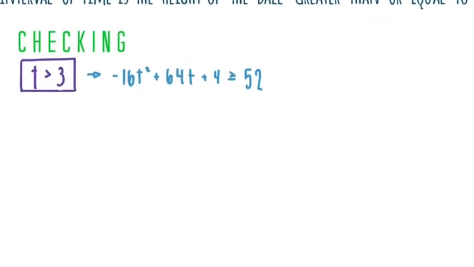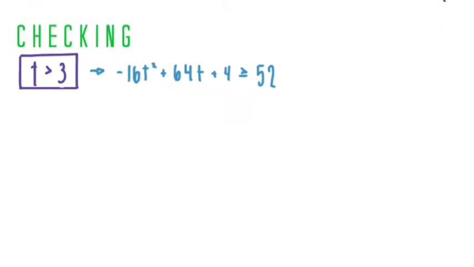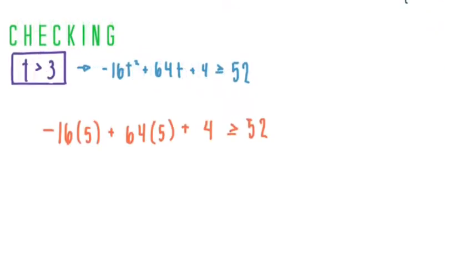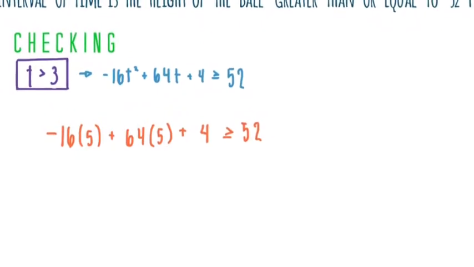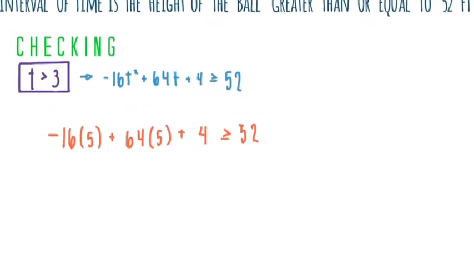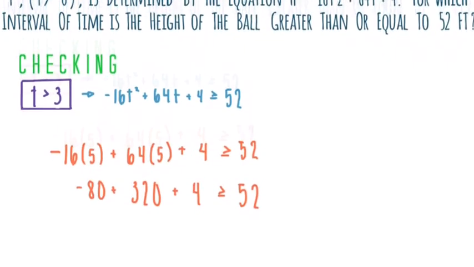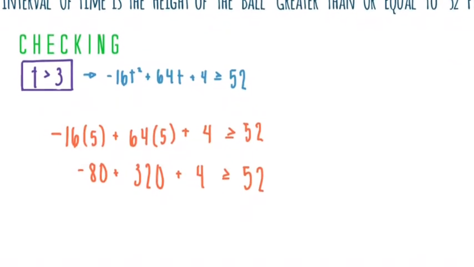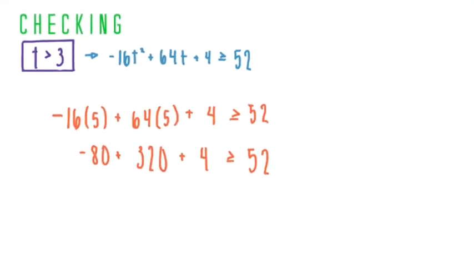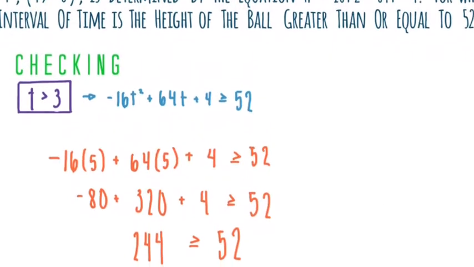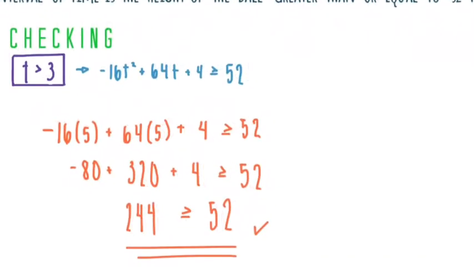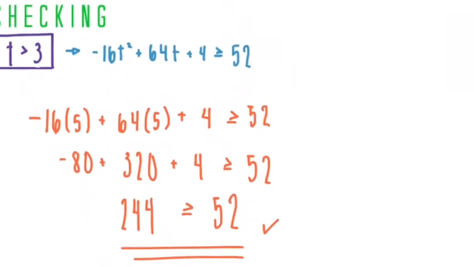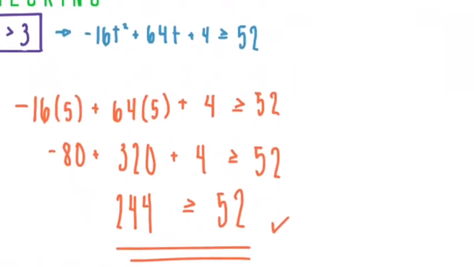For t is greater than 3, we once again just substitute it to the original equation. In this case, I chose 5, since it is still bigger than 3. This will result to negative 80 plus 320 plus 4 is greater than or equal to 52. Add or subtract the necessary. This will result to 244 is greater than or equal to 52. This is true because it satisfies the equation. Therefore, our answers are correct.